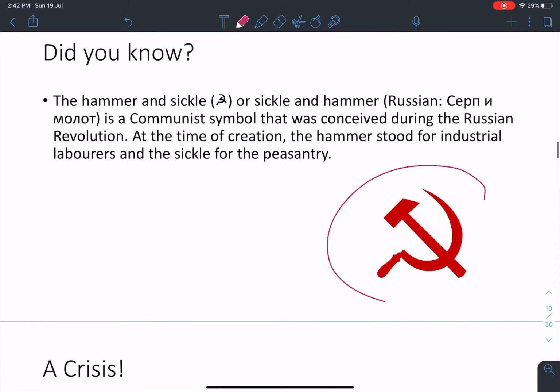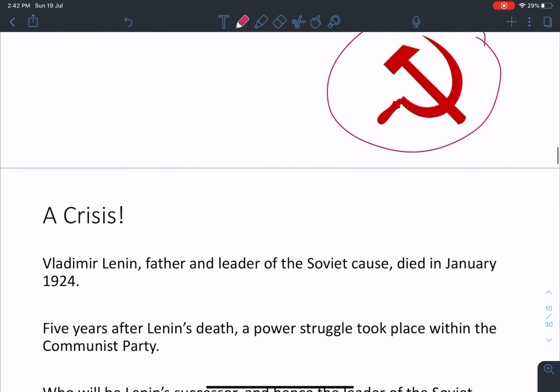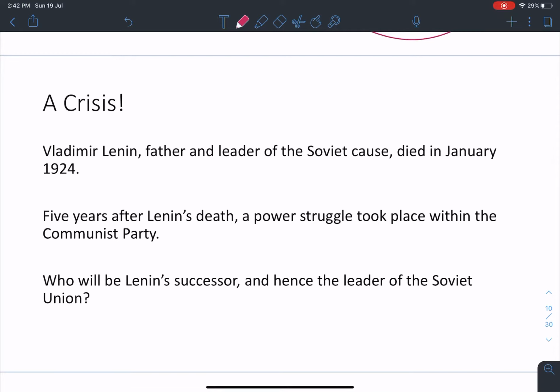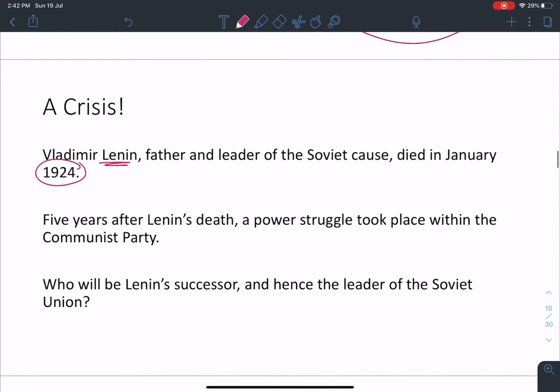Just remember, this is called the hammer and sickle. Don't just tell me a communist symbol, okay? So this is the story. Remember, we stopped at the Russian Revolution, right? And now we have the USSR, okay? But what we have is Lenin dies in 1924. And now Lenin is tremendously influential and important. He is very well regarded by everyone. Greatly influential, okay?